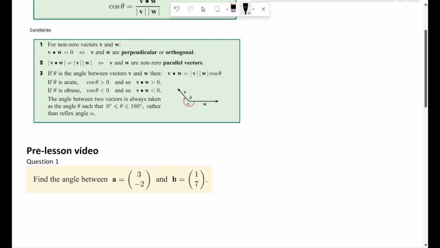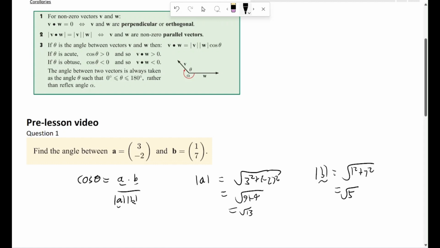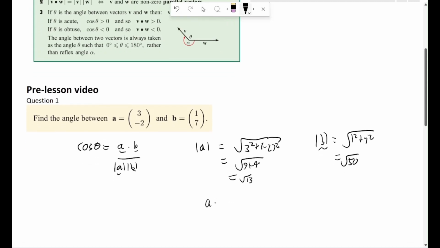So pretty much cos of the angle between these is going to be A dot B over mod A mod B. That would be the formula we'll be using. So let's just work out mod A and mod B first. So mod A is square root of 3 squared plus minus 2 squared, which is 9 plus 4, which is root 13. And mod B is going to be square root of 1 squared plus 7 squared, which is root of 50. And then if we look at A dot B, that's going to be 3 times 1 plus minus 2 times 7, which is 3 take 14, which is minus 11.